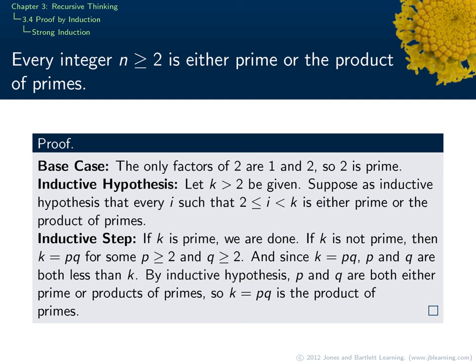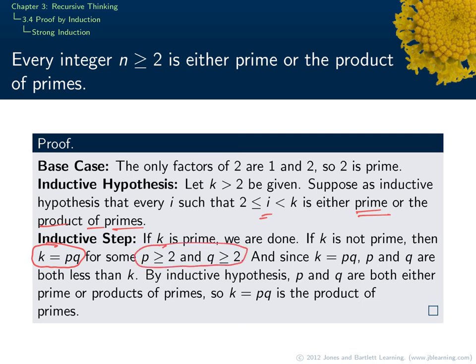So our induction hypothesis now is we pick a value k bigger than 2, and we're going to suppose that every single number now less than k is either a prime or the product of primes. So for an induction step, we now look at this number k. If k is prime, then we're finished. If k is not prime, then it can be written as a product of two numbers p and q, where p and q are both bigger than or equal to 2.